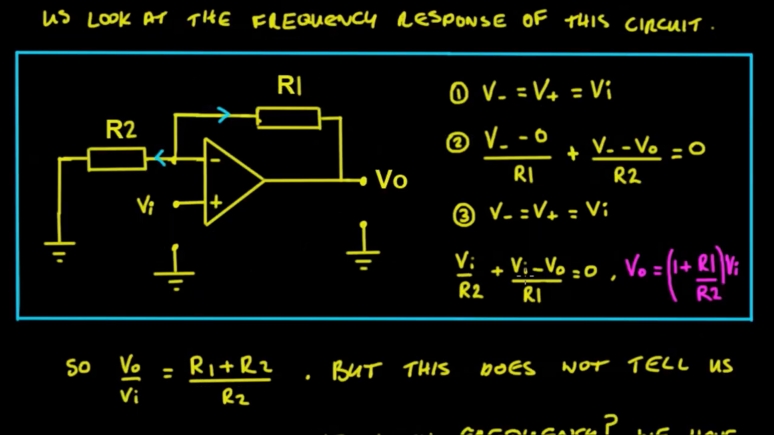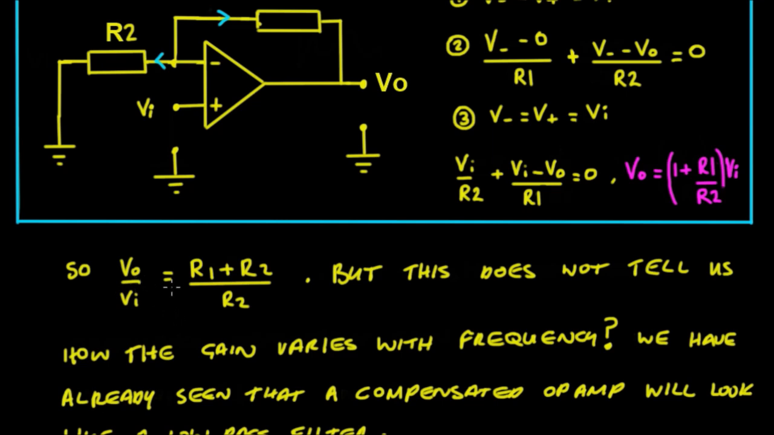Now the thing about this is that we've got the gain of this little network, but it's only the gain, and the gain has no frequency dependence, so we don't really know what the frequency response of this network is. So we can rewrite the gain in this form. All I've done is taken the common denominator R2, so that's going to be R1 plus R2. Again, it doesn't tell us how the gain varies with frequency.